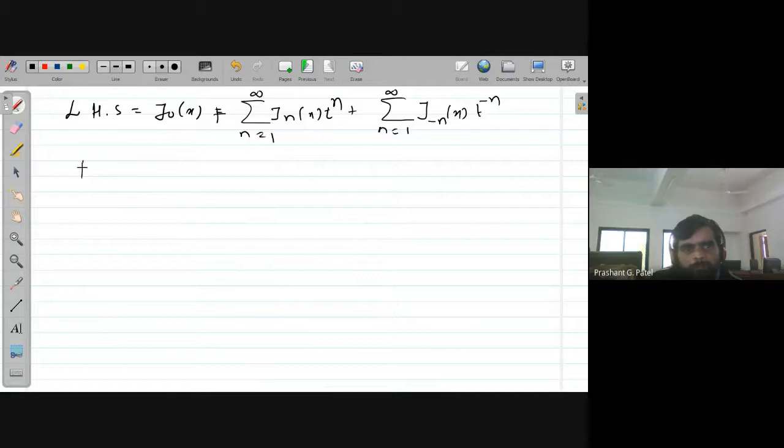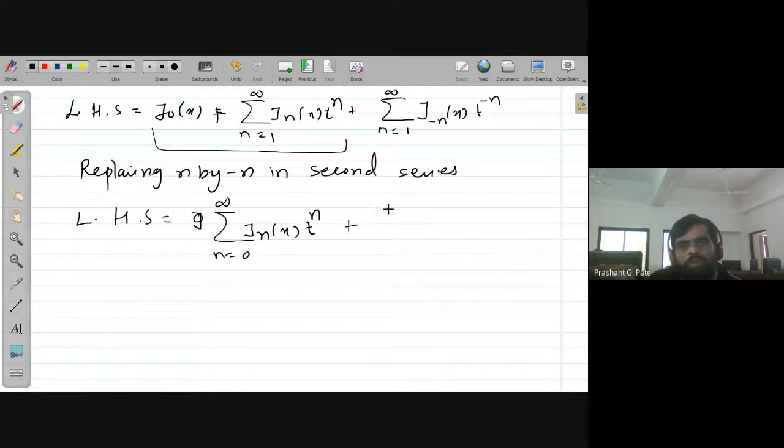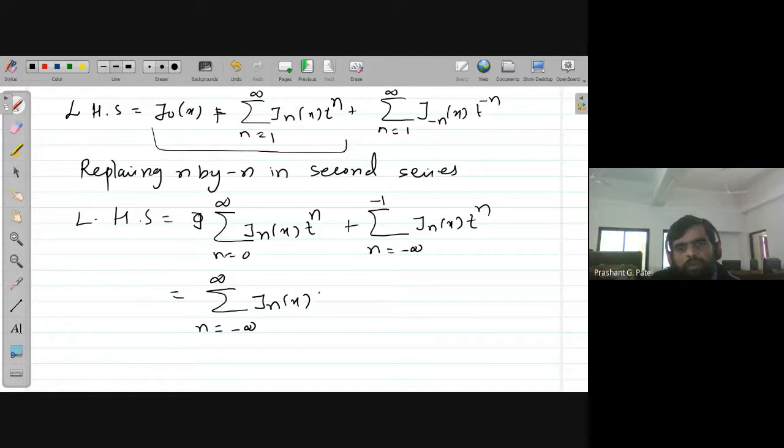And if I replace n by minus n in the second series, we'll have LHS equal to both these things. If I write them combined, that is 0 to infinity Jn x t power n, plus this, since I want to replace n by minus n, this will be replaced by minus infinity to minus 1 Jn x into t power n. And if you write both of these combined, that is n running from minus infinity to infinity Jn x t power n.